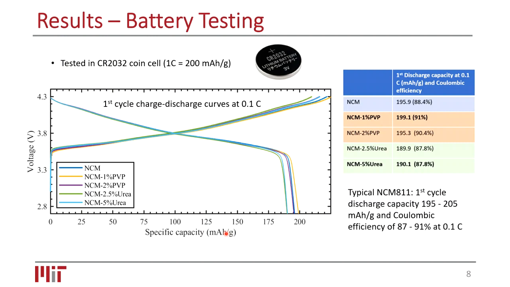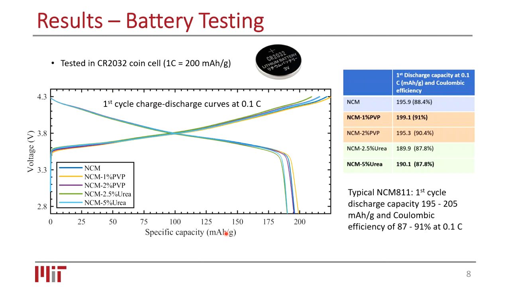First of all is the battery testing. We test our samples with the CR2032 coin cell with the current density at 1C defined as 200 mA per gram. This figure shows the first cycle charge-discharge curves of all samples at 0.1C. We mainly focus on two features. The first one is the discharge capacity, and the second one is the Coulombic efficiency.